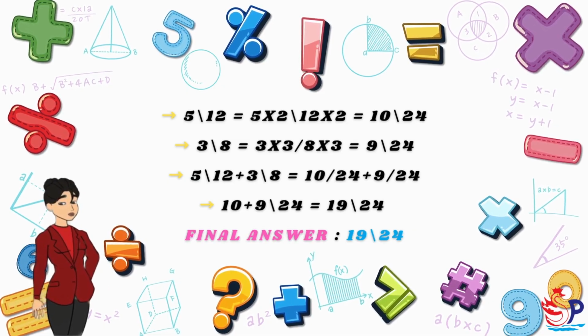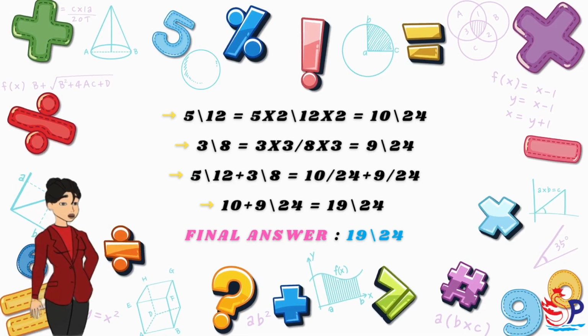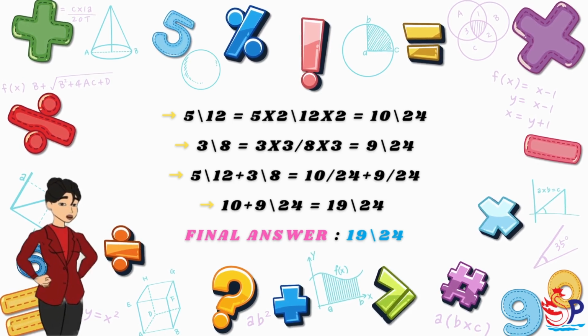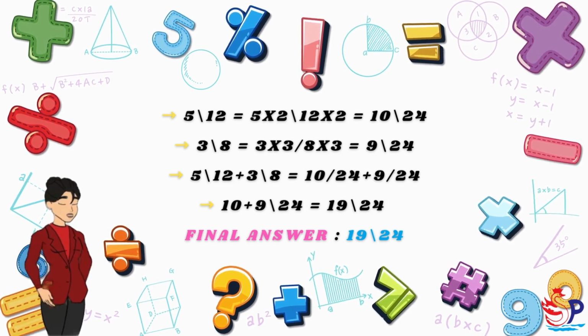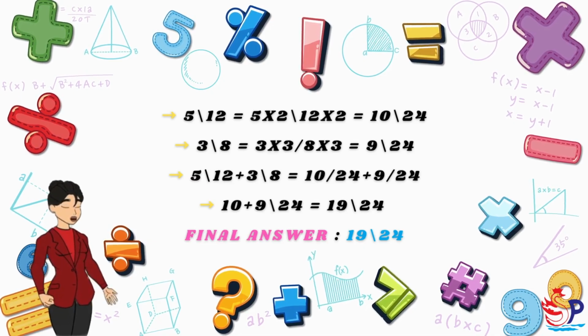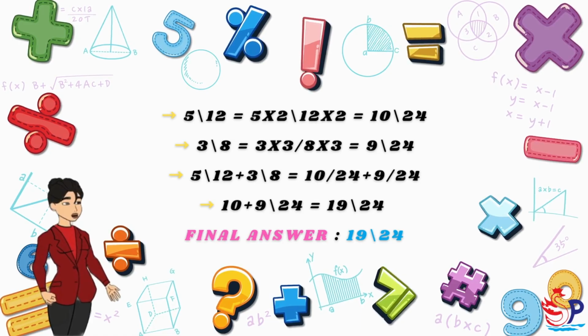5 by 12 plus 3 by 8 is equal to 10 by 24 plus 9 by 24. (10 plus 9) by 24 is equal to 19 by 24. Final answer, 19 by 24.